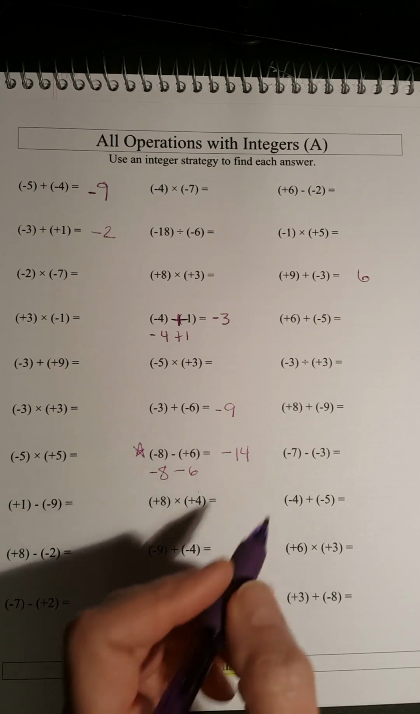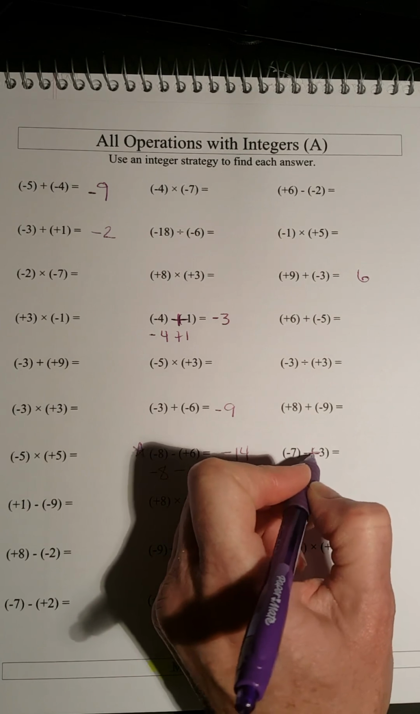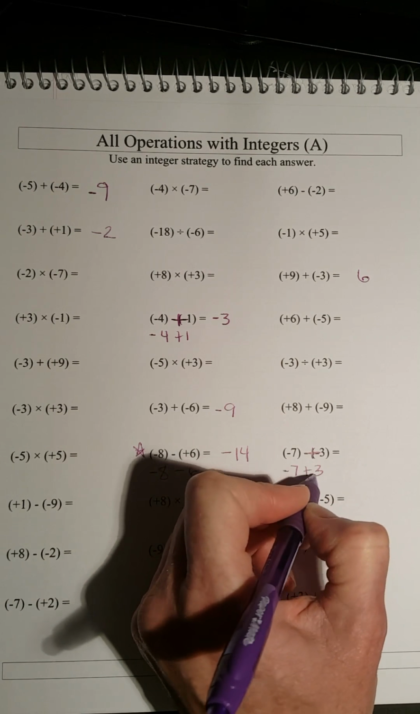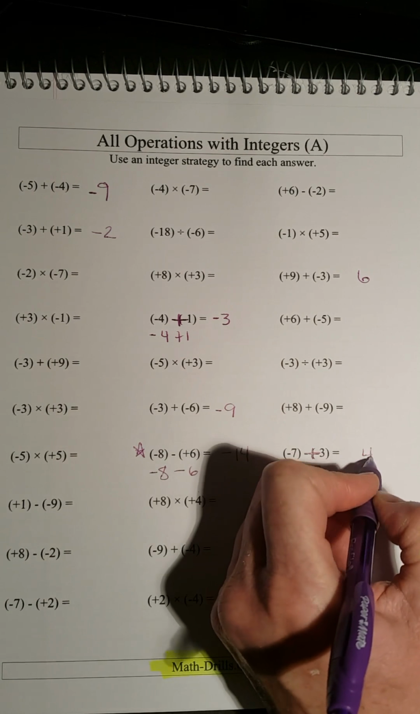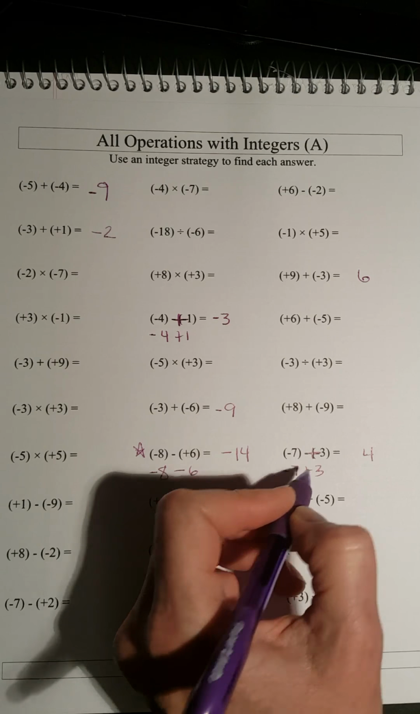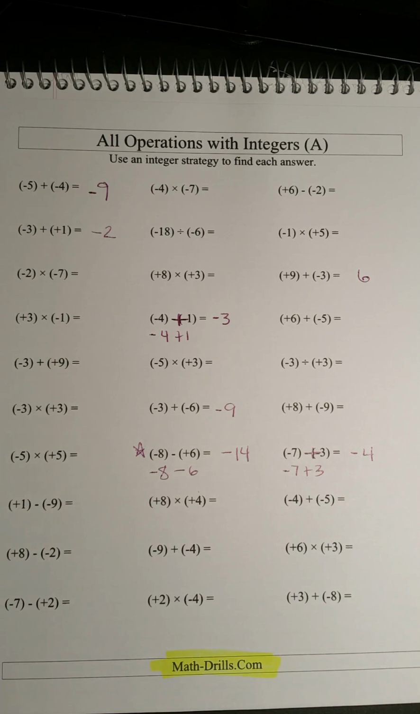Another subtraction. Here's another subtraction we get to connect. This is negative 7 plus 3. Different signs, take the difference. And the larger number is negative, so it should be a negative answer.